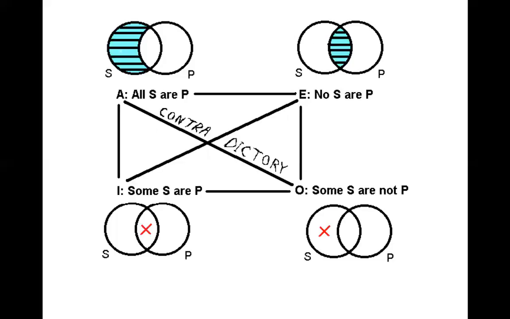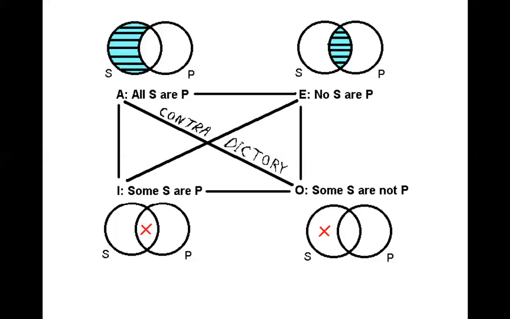If I have the statement, "All cats are carnivores," that statement is true. All cats are carnivores. They're obligate carnivores. They have to eat meat. Then the corresponding O statement would be, "Some cats are not carnivores," and that statement is false, because all cats are carnivores.